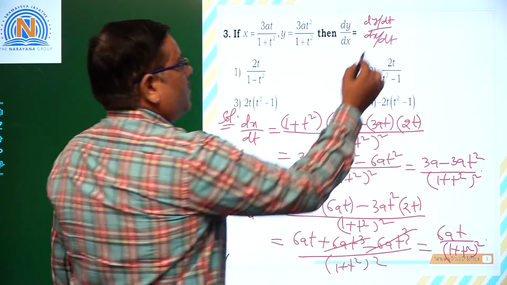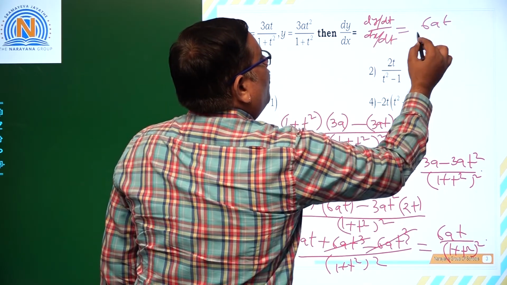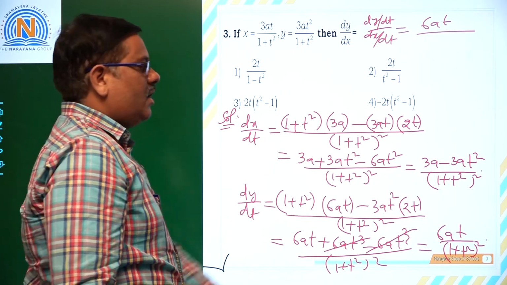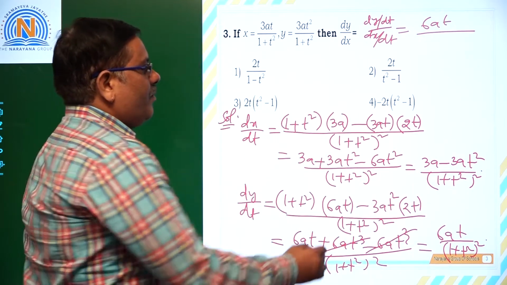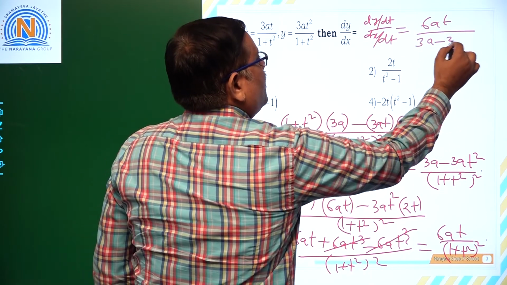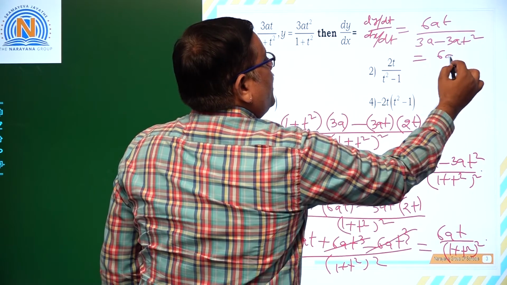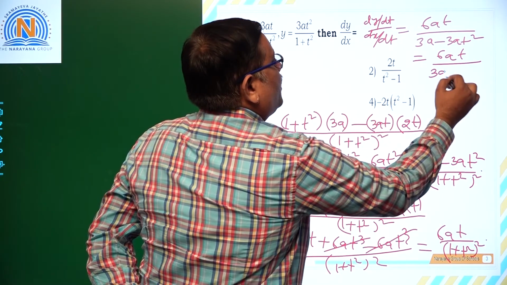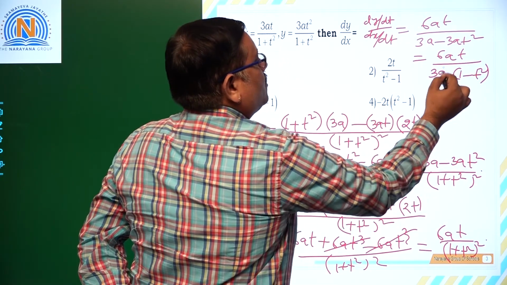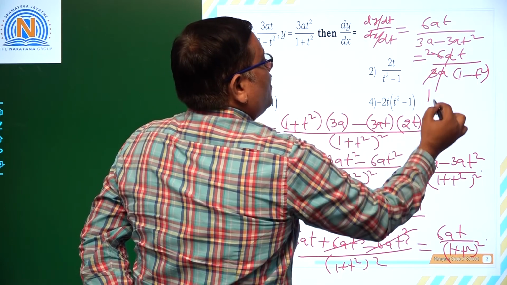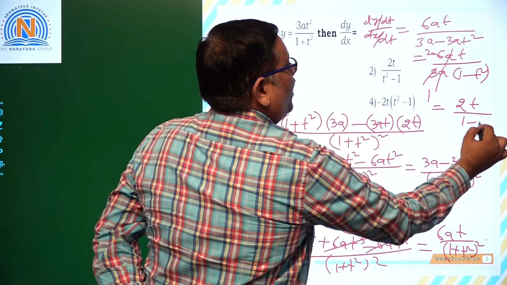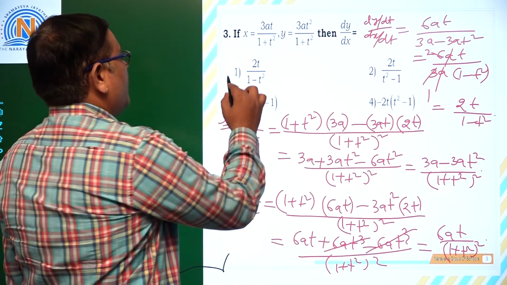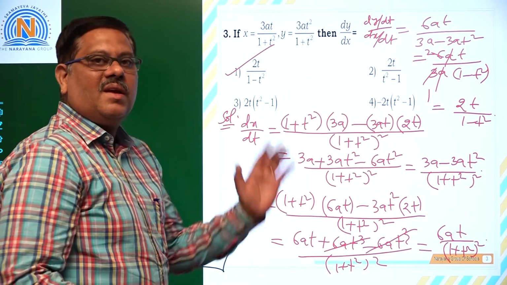So what is dy by dt for us? 6a t by (1 plus t square) whole square, divided by 3a minus 3a t square by (1 plus t square) whole square. Anyway, both denominators are the same, so they cancel and we are left with 3a minus 3a t square. So that is 6a t upon, in the denominator, what is the term common? 3a is common. If you take 3a common, we are going to have 1 minus t square. So a cancels, 3 ones are and 3 twos are. Finally we are left with 2t by 1 minus t square. That is the value of dy by dx. 2t by 1 minus t square is nothing but the first option for us. That is the right answer.